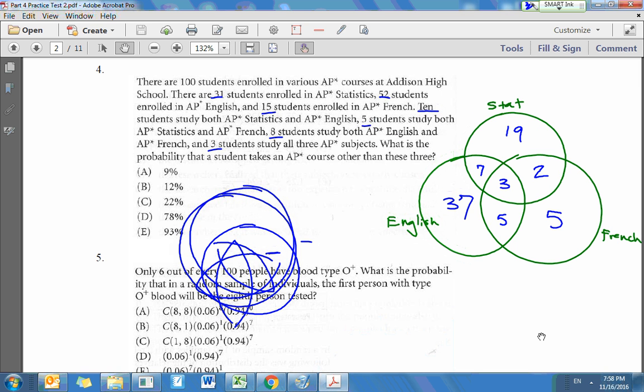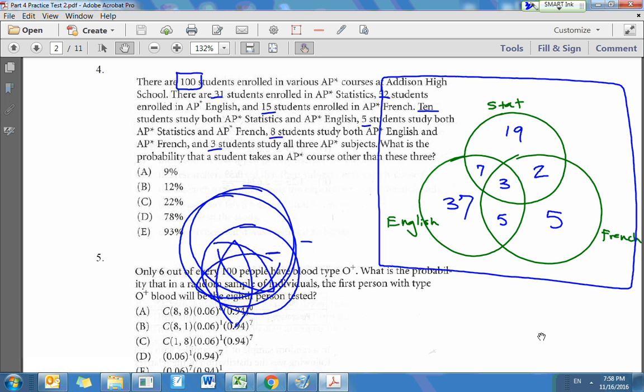So now that I've done all of that, I go all the way back to say there's 100 students enrolled in AP courses. If you think of this in the Venn diagram model as the universe, is that what it's called? I can't remember what everything is. There's 100 students overall. Now, if you add up 19 plus 7 plus 3 plus 2 plus 37 plus 5 plus 5, you get 78. And 100 minus 78 is 22. And so there are 22 students who are in some other AP class at this school. And so there's a 22% chance that a student takes an AP course other than these 3.